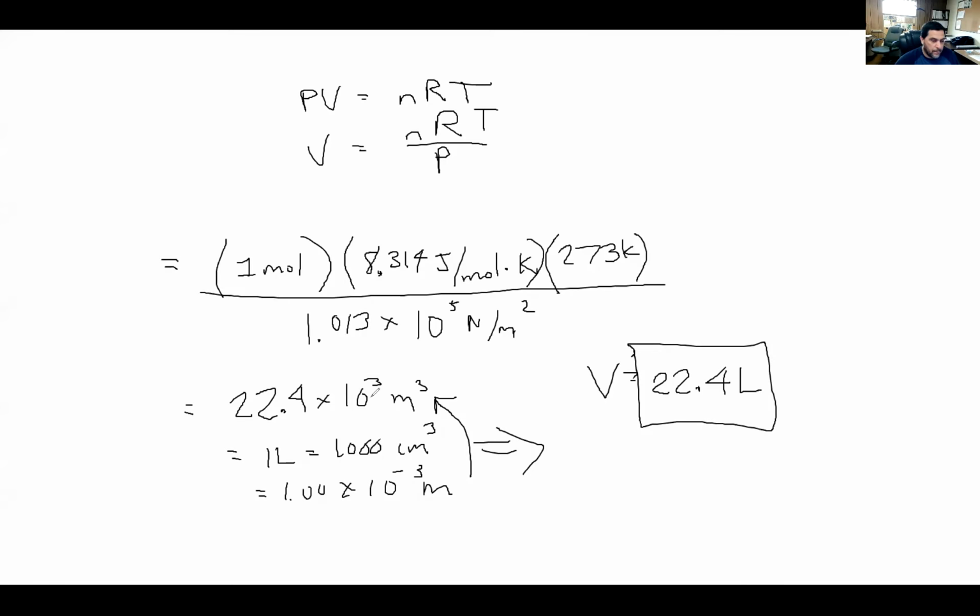Oh, I made a mistake here. This should be 10 to the minus 3rd meters cubed. Okay. It should be 22.4 times 10 to the minus 3rd. And then when you do this conversion, you get to your 22.4 liters. Sorry about that. Okay.